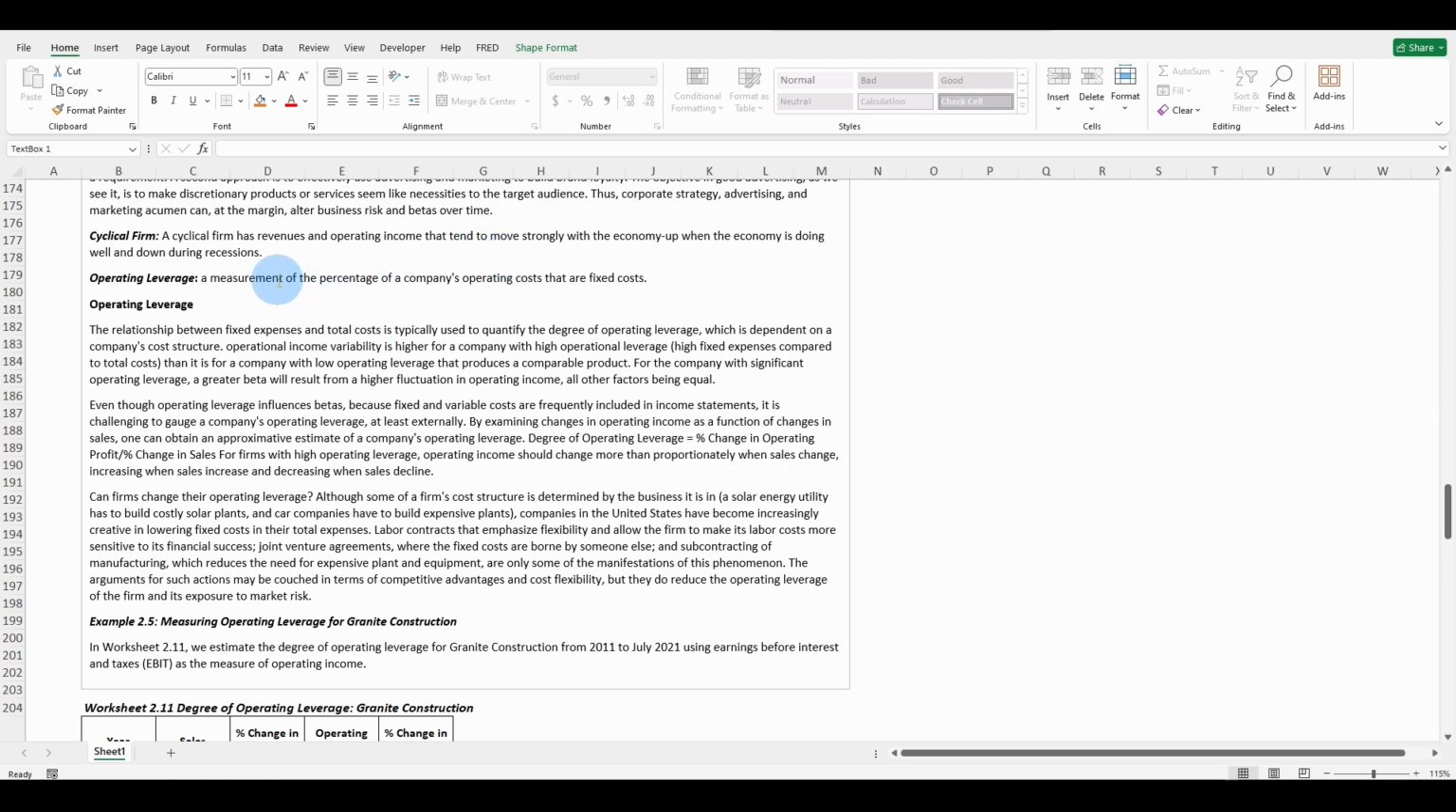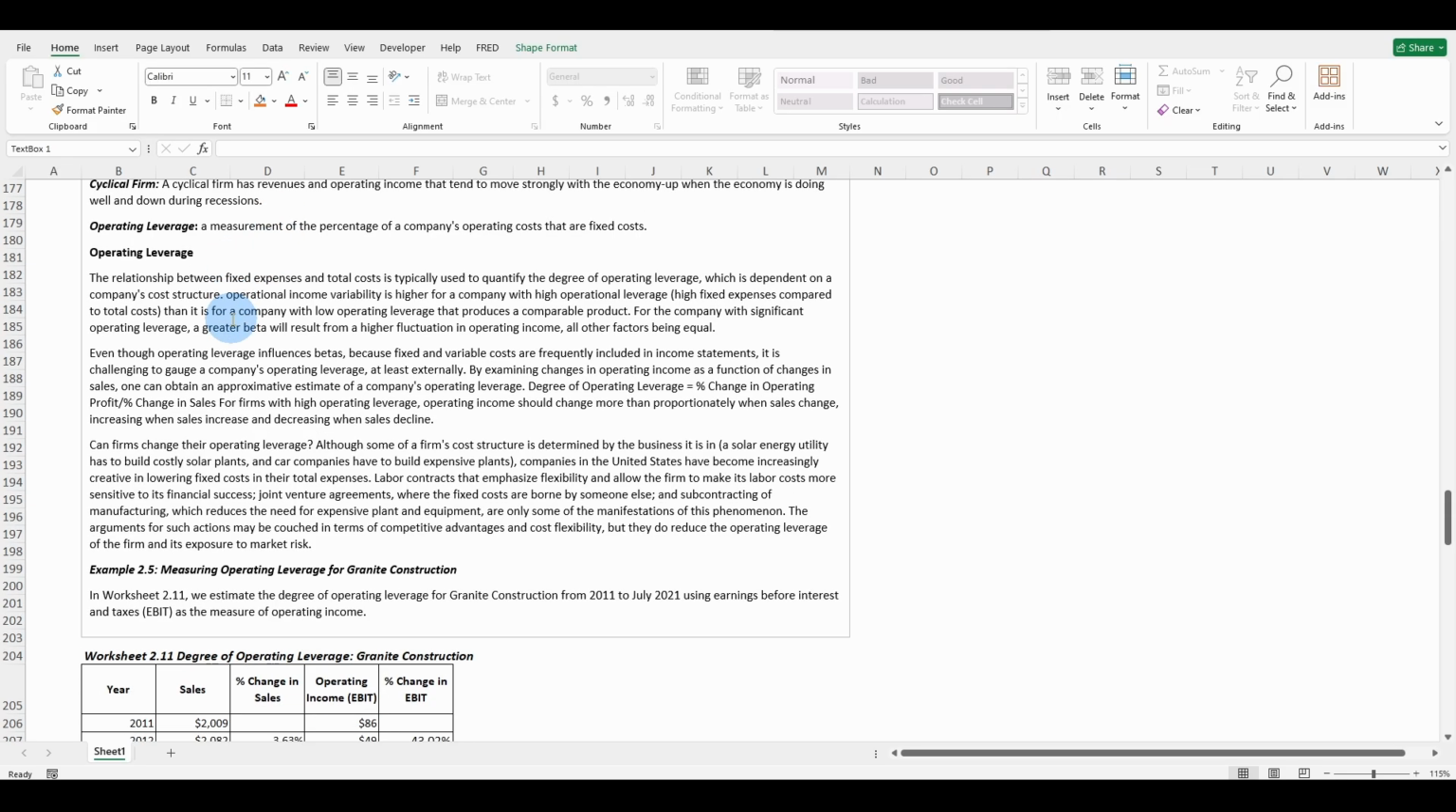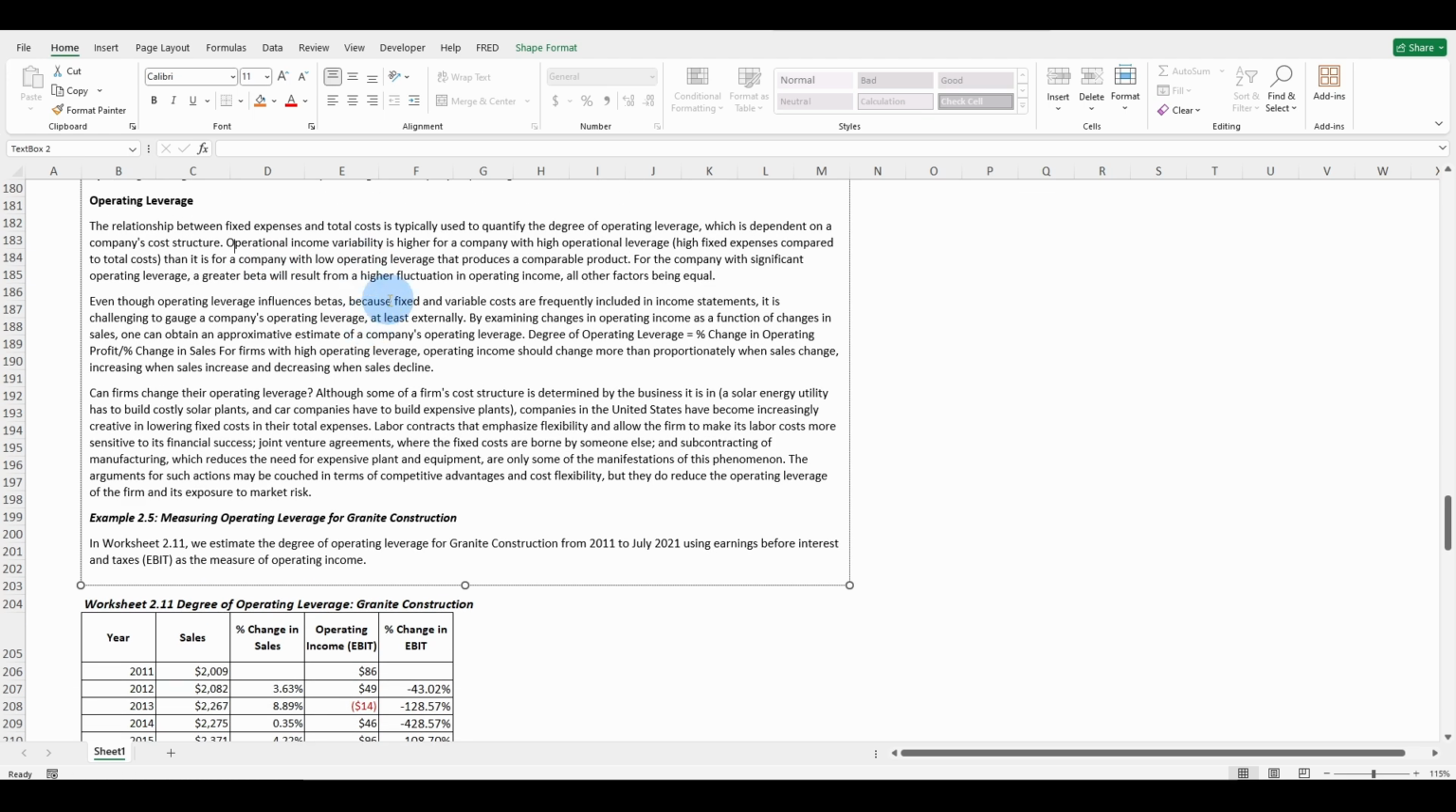Operating leverage is a measure of the percentage of a company's operating costs that are fixed costs. The relationship between fixed expenses and total costs is typically used to quantify the degree of operating leverage, which is dependent on a company's cost structure. Operating income variability is higher for a company with high operating leverage, high fixed expenses compared to total costs, than it is for a company with low operating leverage that produces a comparable product.